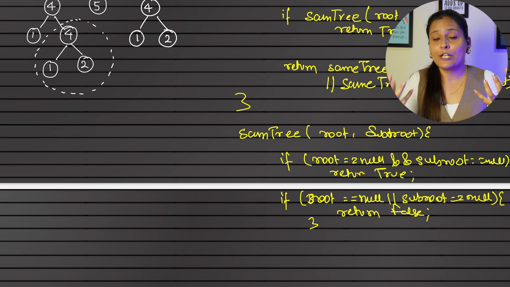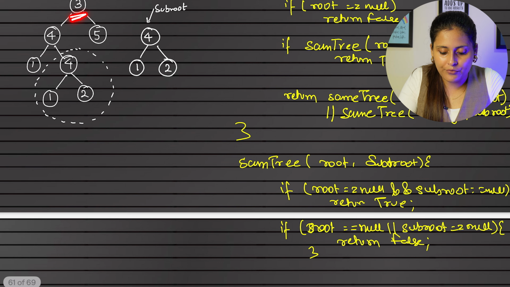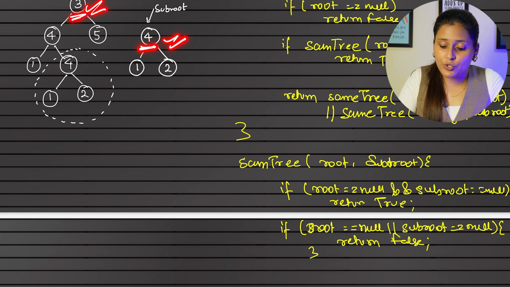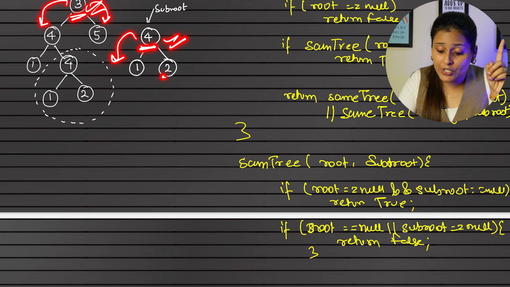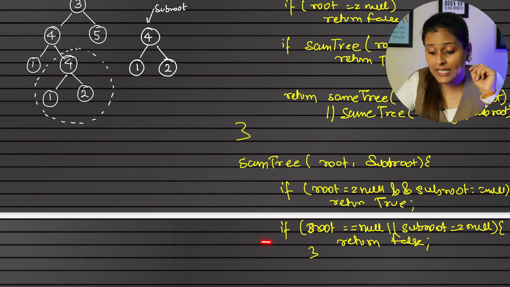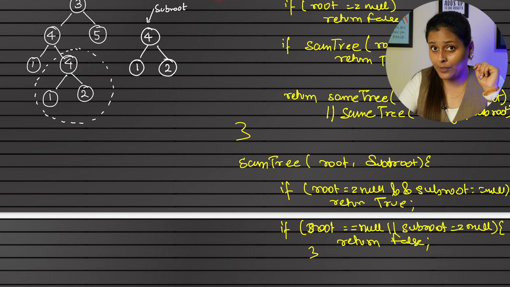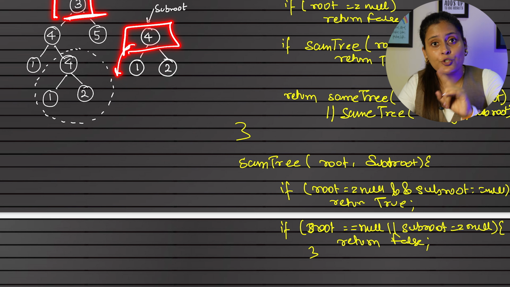Okay. Now if this if case also does not run and this if case also does not run, it means for sure both roots exist. So if both roots exist, what if their values do not match? Suppose here we called same tree check, right? So this 3 does not match with 4. Do you think we should go towards the left side or right side to check? Considering we just have to check if this tree and this tree are same or not, because we are writing the same tree check function and not subtree. So if the root and subroot do not match, it will not make sense to check their children.